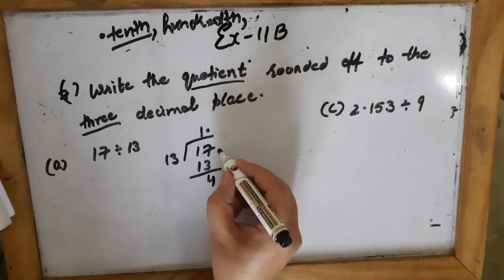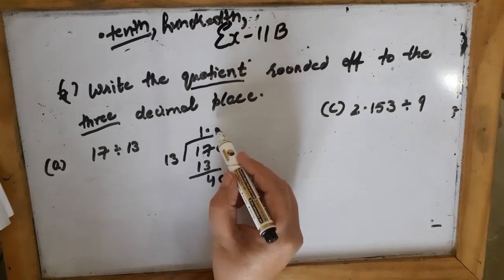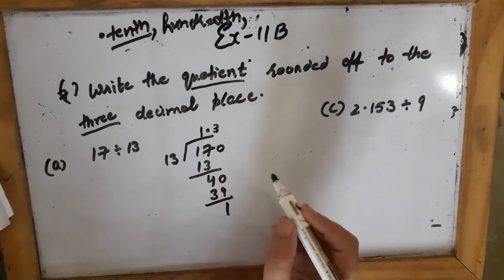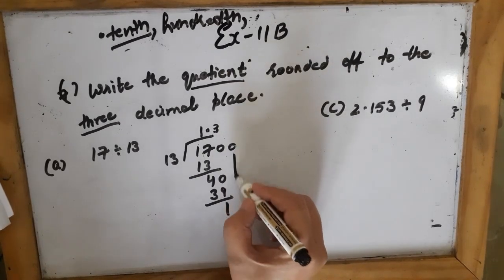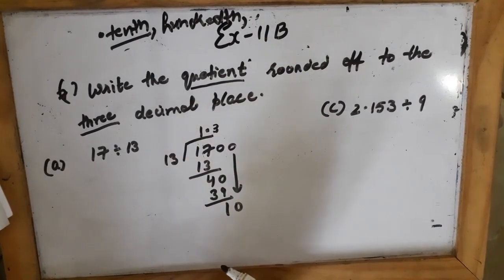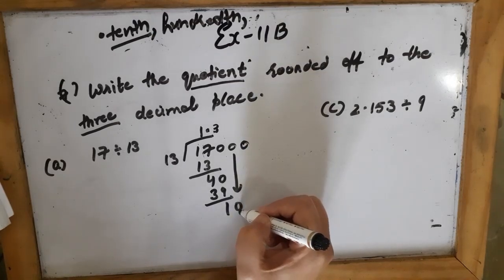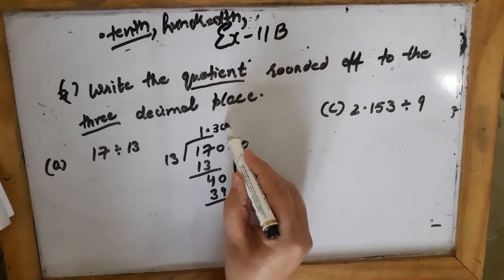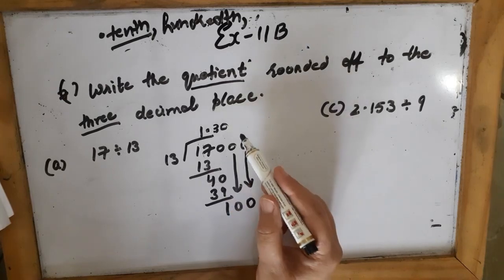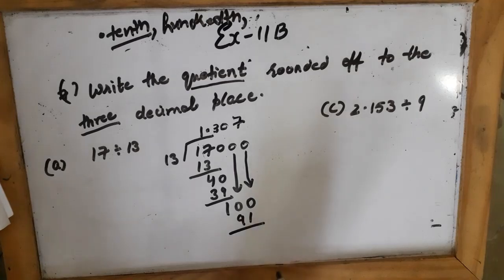So put a decimal and put a 0 in the dividend. Bring this 0 down, so you will get 13 3s are 39. Now 1 is left. Okay, so again put a 0 and bring this 0 down. Now this 10 I cannot solve with 13 because it's smaller than 13. So take one more 0, but because I cannot solve this with the table of 13, I'll put a 0 in the quotient, and then you bring this 0 down. Now 13 7s are 91.